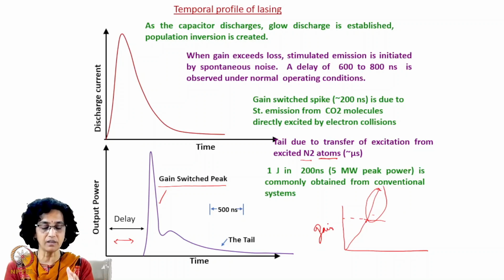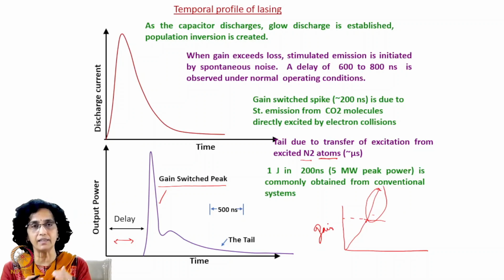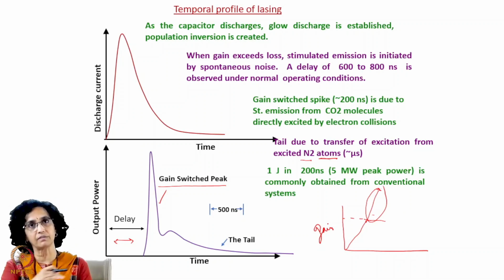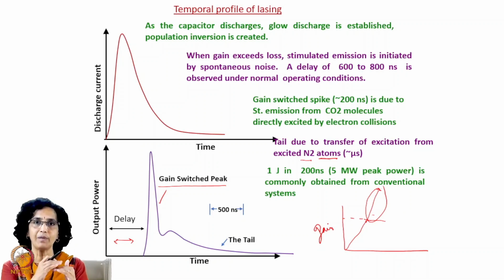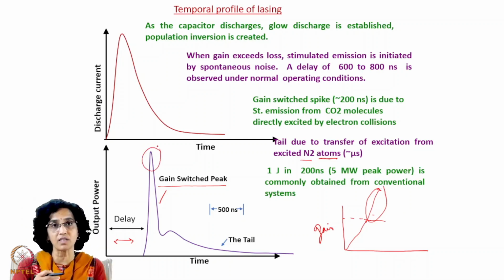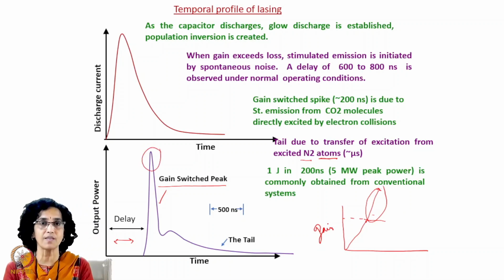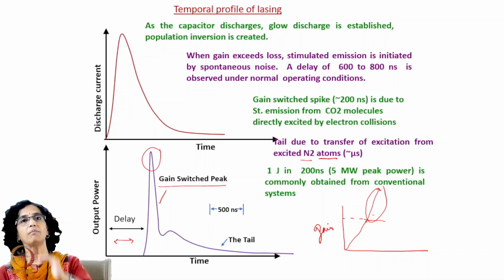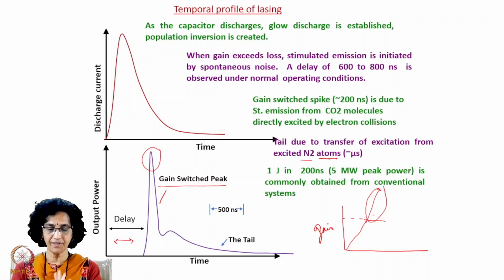And we also have seen how this temporal pulse can be tailored by changing the gas mixture. Increase nitrogen, then you have a smaller gain switched spike but a longer tail, so you are not worried about the damage that this might cause on some optics. Or on the other hand, you can increase this gain switched spike by increasing CO2 concentration, where you want much higher peak power.